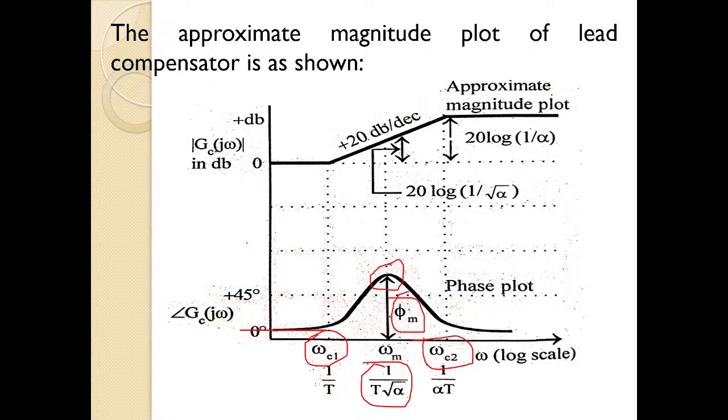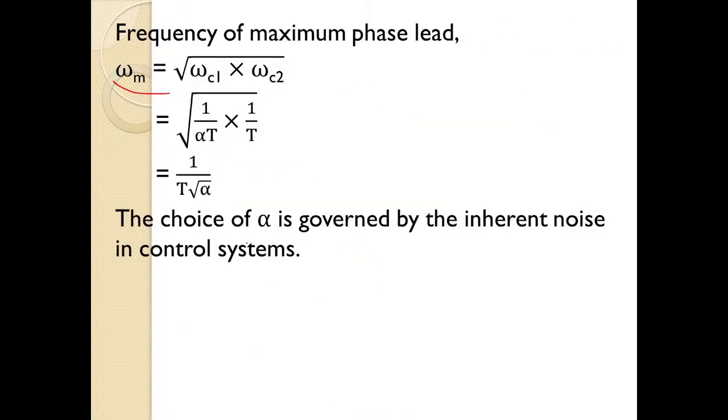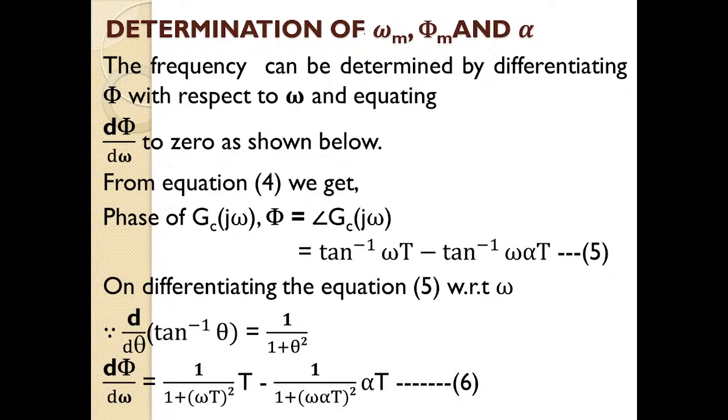So let us see how to determine this omega m, phi m and alpha theoretically. If we want to determine omega m, then what we have to do is just differentiate phi by omega and equate it to 0.